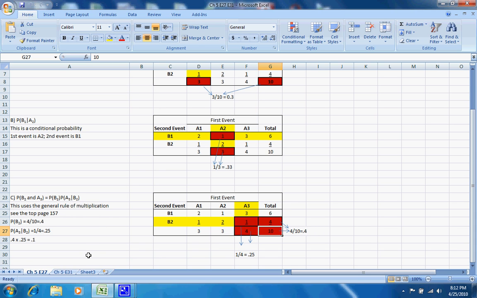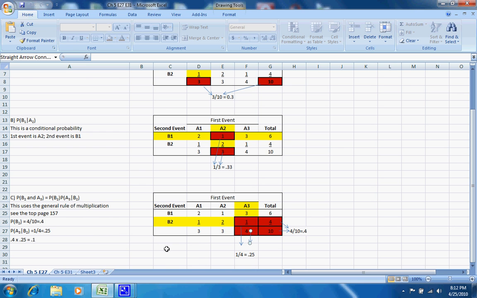The next part of the question says, what's the probability of A3 occurring conditional on B2 having occurred? In that case we are going to look down A3 until we come across the intersection with B2, and we'll find that there is one possible outcome out of 4 possible A3 outcomes, and so that's going to be 1/4.